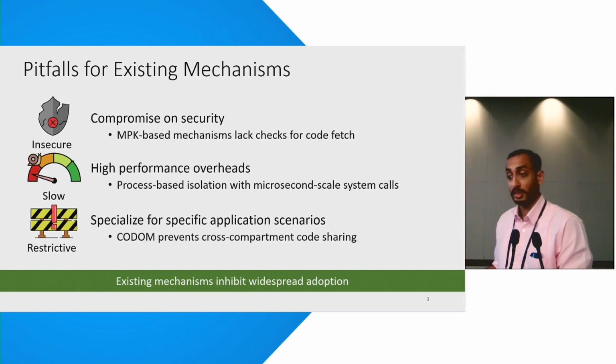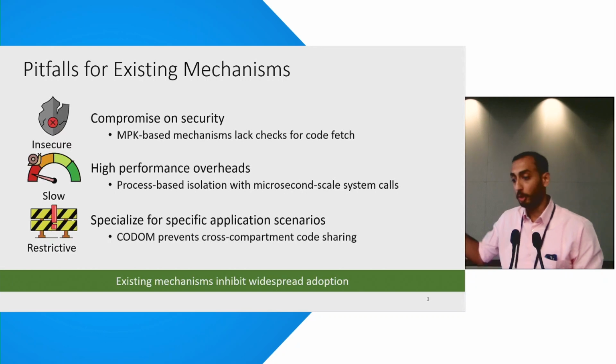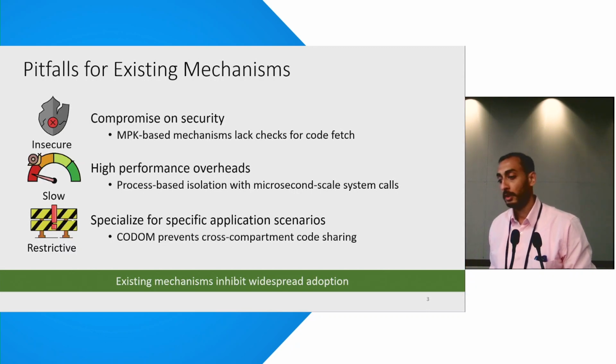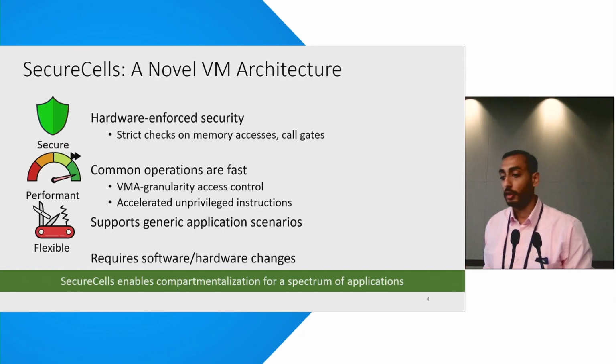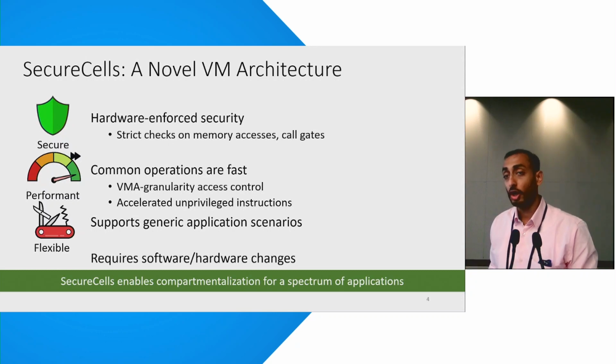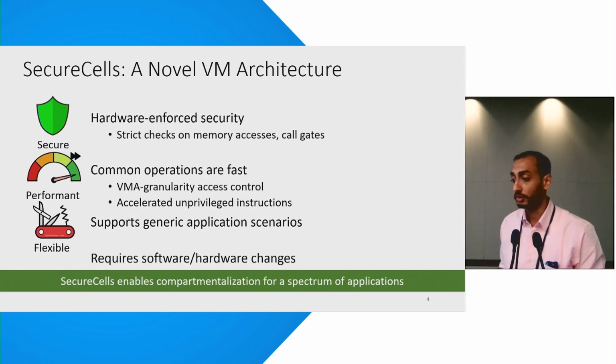Finally, some mechanisms specialize for very fixed application domains, which basically implies that a lot of programs cannot use these mechanisms. For example, CODOMs makes this assumption where it links the instruction pointer to a compartment identifier, and this prevents cross-compartment code sharing. By identifying these pitfalls, SecureCells tries to propose a comprehensive solution which is secure with strong hardware-enforced security checks.